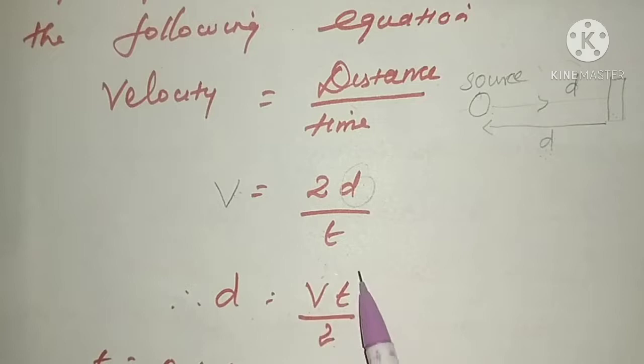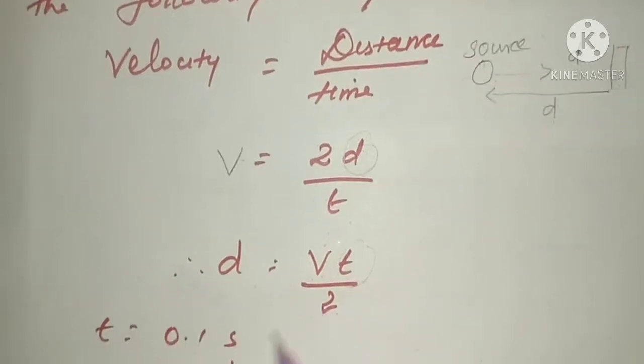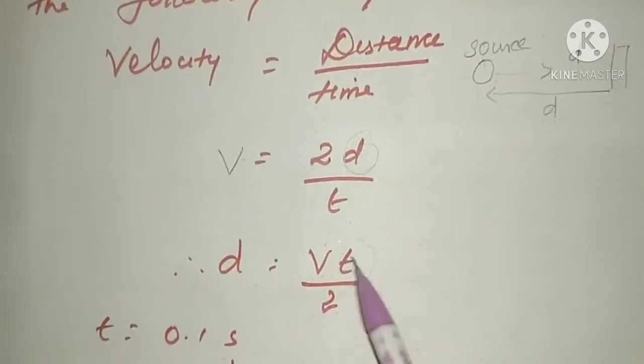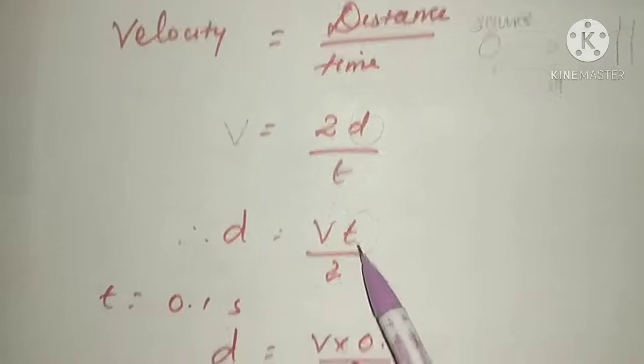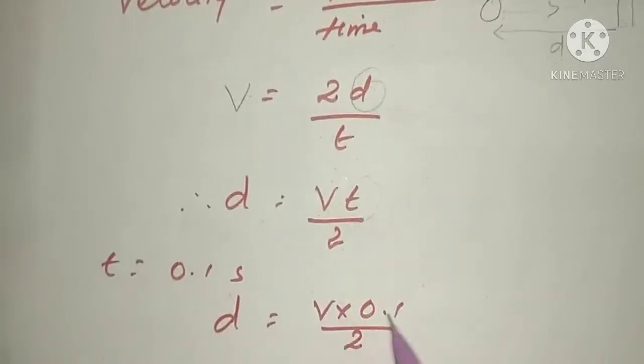Okay. Next step, distance is equal to velocity into time divided by 2. Already we know the time gap between the original sound and the reflected sound. What is that time gap? It should be 0.1 second. So we can substitute: D is equal to V into 0.1 divided by 2.